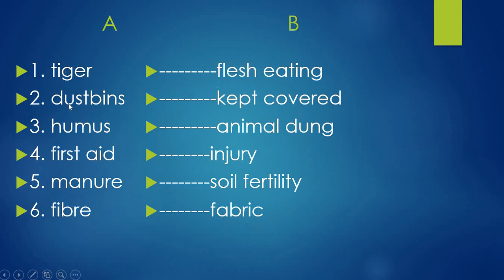1 mark for each. If you have written tiger, flesh eating, put a tick mark beside this and you can give 1 mark. But marks you can write afterwards. In short, each contains 1 mark. In all, match the following is for 6 marks. Even in fill in the blanks, even in select the correct answer, everything is of 1 mark in short.